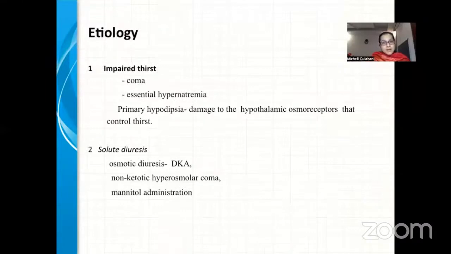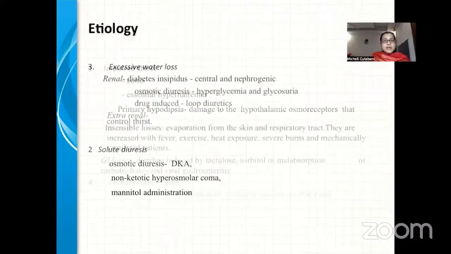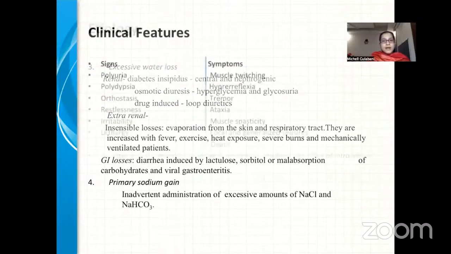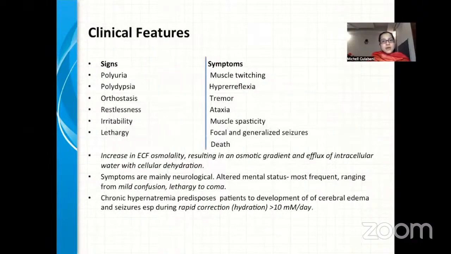Etiology ranges from impaired thirst to salt diuresis, like osmotic diuresis in DKA patients, and excessive water loss. Renal causes could be diabetes insipidus or drug-induced because of loop diuretics. Extra-renal causes will be insensible water losses and GIT losses. And then, of course, you have the primary sodium gain because of sodium bicarbonate administration or excessive administration of sodium chloride itself. So the signs range from polyuria, polydipsia to irritability and lethargy. And the symptoms range from muscle twitching, hyperreflexia to focal and generalized seizures.